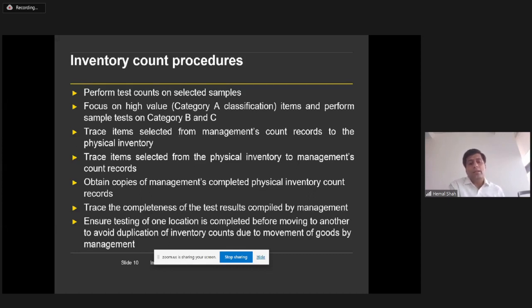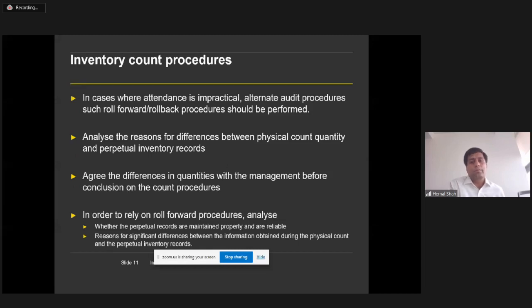And the last point is also very critical. When you do physical verification, ensure the physical verification is completed at that location completely. Don't move from one location to another without covering 100% of that area. Otherwise, if material movements are happening, it's very difficult to control the inventory count as well as get comfort on inventory value.